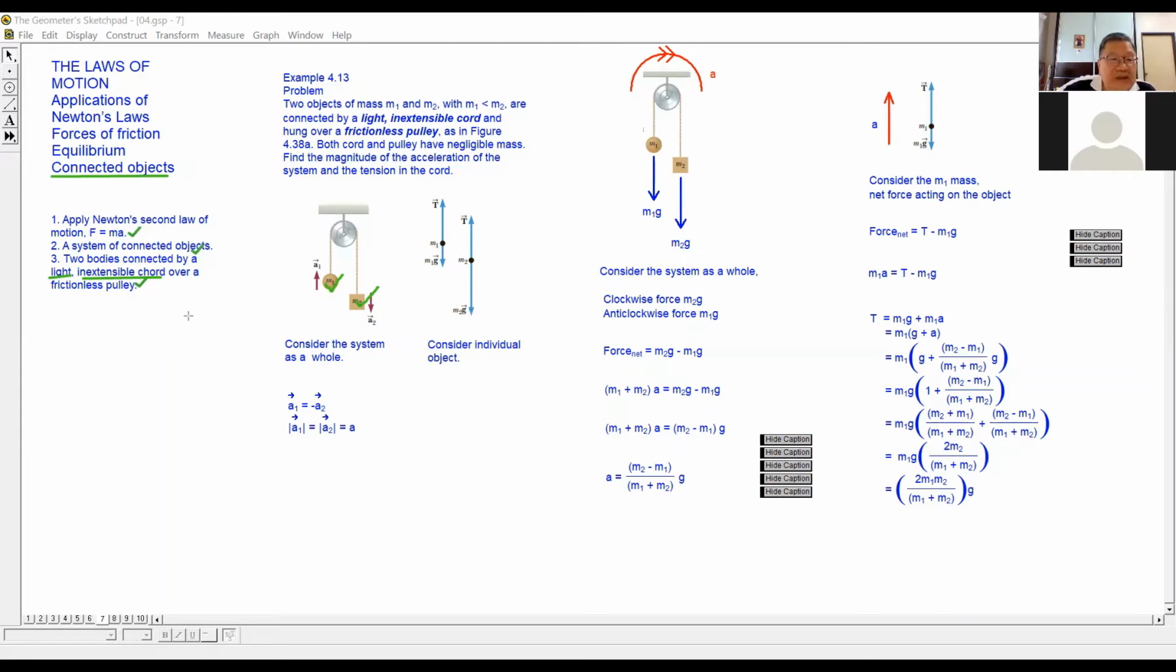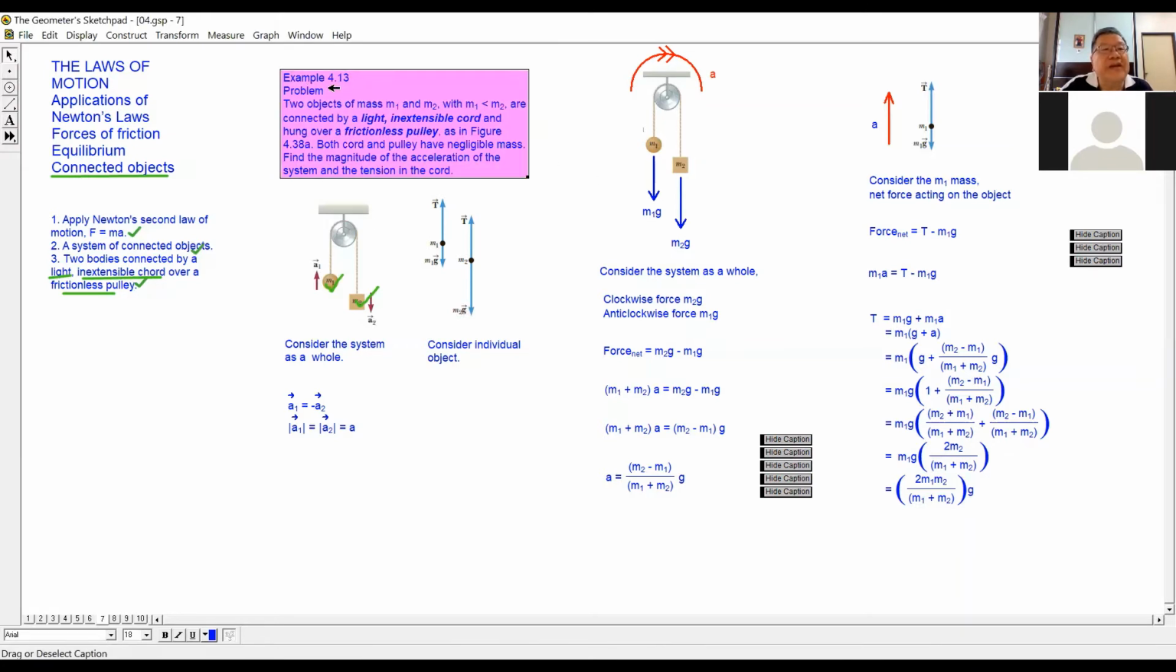The third assumption is that the pulley is frictionless. That means this pulley has no friction. It is quite important, because if the pulley can produce a frictional force, we have to take into consideration the frictional force, the angle of friction, and so on, right? So this is the third assumption. So altogether, there are 3 assumptions: 2 about the rope and 1 about the pulley. Okay.